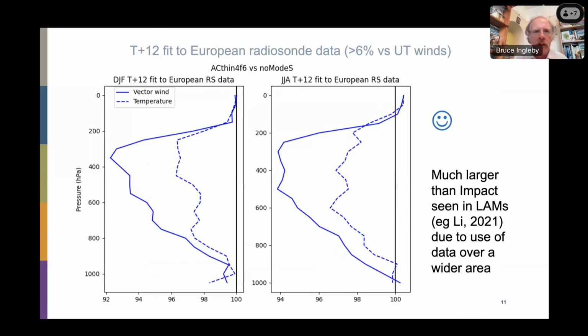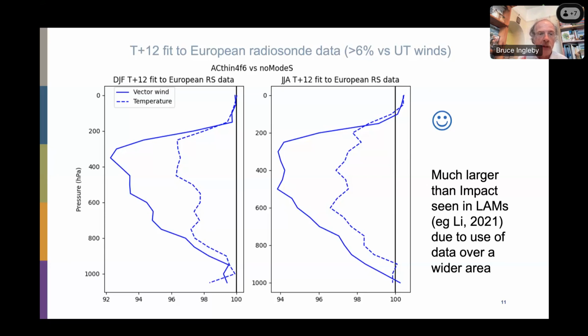With the revised thinning compared to no Mode S, this is the T+12 fit to European radiosonde data, and we see benefits of 6%, in some cases more, in the upper troposphere. That's for the winds, the solid lines. For the temperature, the dashed line, it's about half that, but it's still a worthwhile improvement.